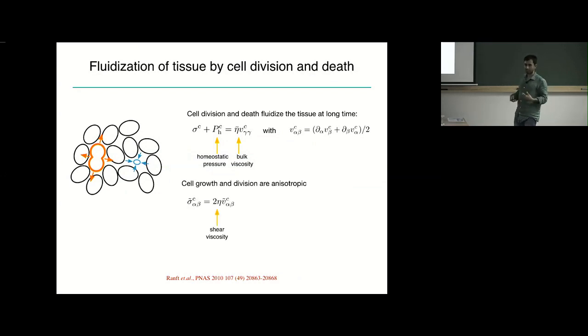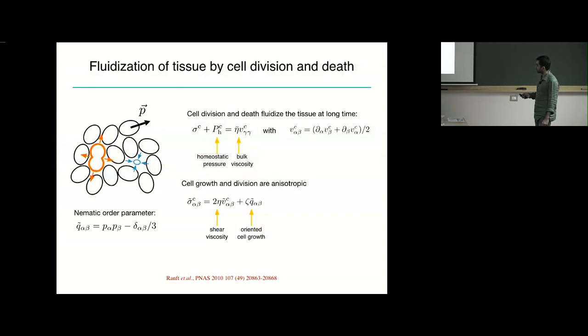Now you also have cell division and cell death, which give rise to anisotropic cell stress. So the anisotropic cell stress also has a contribution from the viscous stress. And since the cells are polar here, we also have an oriented cell growth kind of active pressure, which comes due to oriented cell growth.